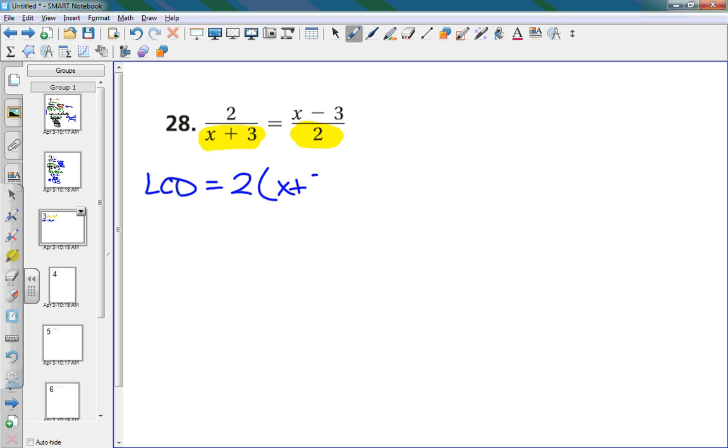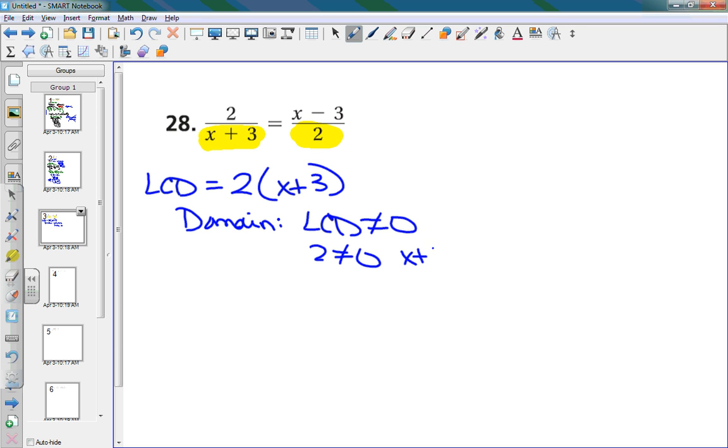2 times x plus 3. So now what's my domain? My domain is going to be my LCD cannot be 0. So 2 cannot be 0 and x plus 3 cannot be 0. 2 not equaling 0, is that an issue? No. What about this one? X cannot be negative 3. So now I can have any number, but I cannot have negative 3. Are we all good on that?